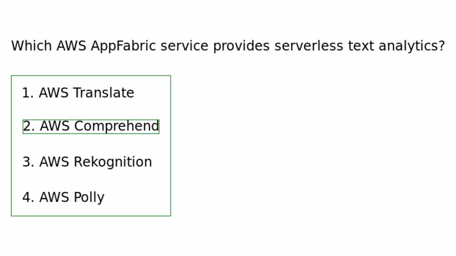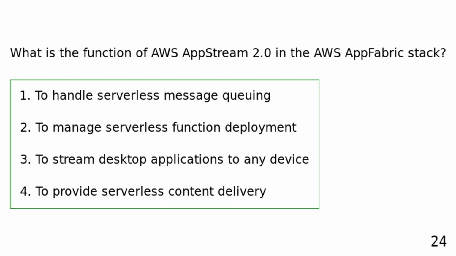AWS Comprehend in AppFabric offers serverless natural language processing capabilities, enabling applications to extract insights from text without managing machine learning models. What is the function of AWS AppStream 2.0 in the AWS AppFabric stack?